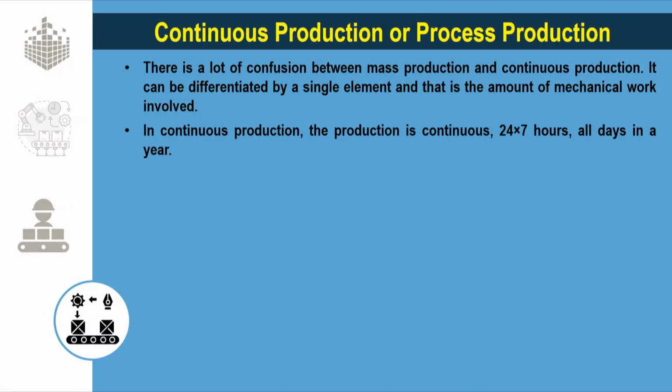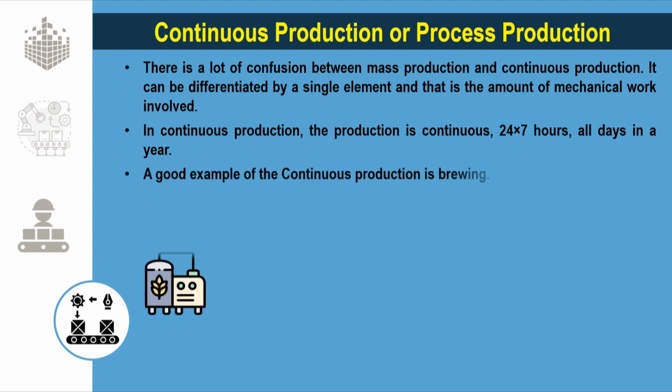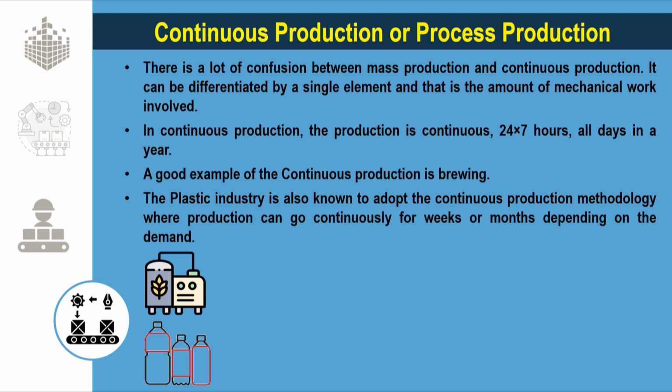In continuous production, the production is continuous, that is 24/7, all days in a year. A good example of continuous production is brewing. The plastic industry is also known to adopt the continuous production methodology, where the production can go continuously for weeks or months depending upon the demand.